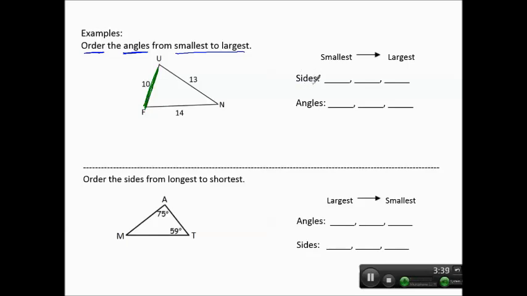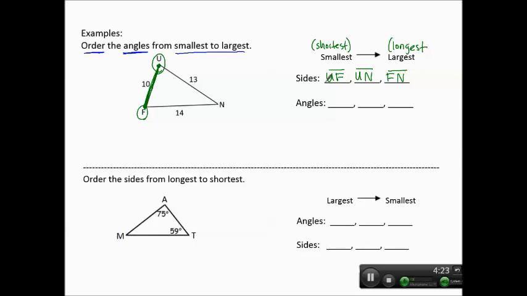Now when we label the sides, we're going to do it using the vertices or the points that connect the ends of the segments. So UF is the side that is the shortest. Going from smallest to largest, or if we're doing sides, that would be shortest to longest, 13 and then 14. 14 is the longest. So FN is our longest side. 13 would be the one in the middle, UN. Notice we put the segment hat because the segments are making the sides.